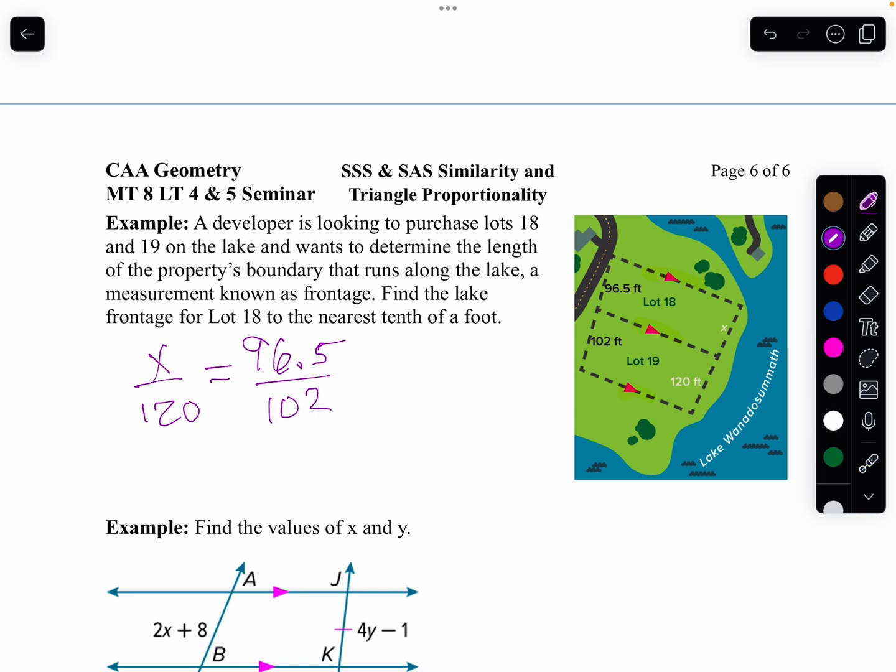Let's solve that proportion. I'm going to multiply both sides by 120. So I get x equals, and obviously these are kind of big numbers, so we're going to use our calculator, 96.5 times 120 divided by 102. And they would be paying taxes on about 113.5 feet of property.